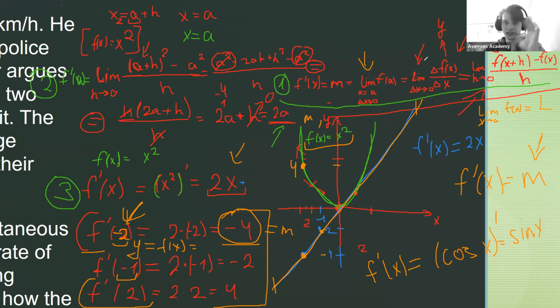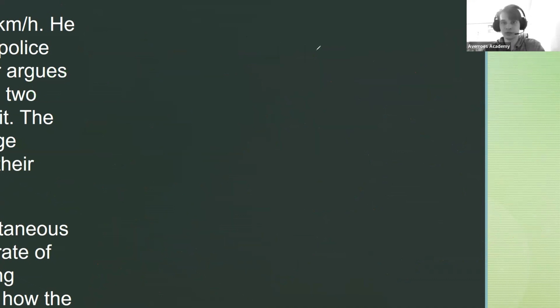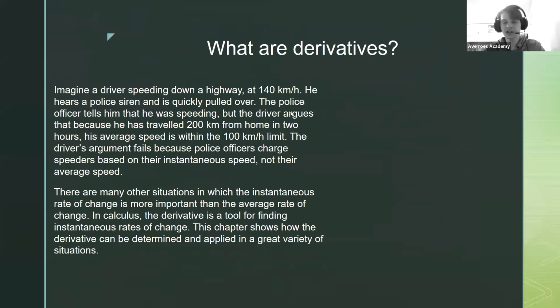I hope you copied this. I'm clearing the drawing, okay? 1, 2, 3. Yeah. Let's move on. Here, why do we need this derivative? The derivative gives us the instantaneous rate of change. And imagine there is a situation, you're driving on a highway, you got stopped. What does the officer measure? He measures your current speed, or your instantaneous rate of change at this moment when he's pointing his laser at you.